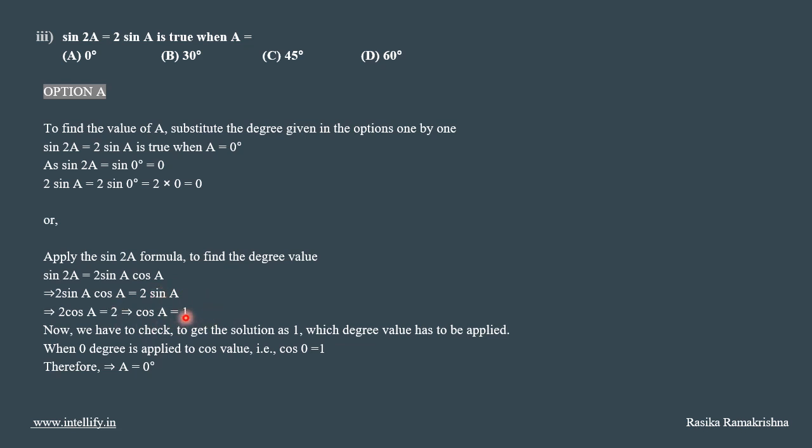So for what value of a, right, does cos a equal 1, where a is in one of these options? Well, the answer is 0. Therefore, we have a equal to 0 degrees, which is your option A.